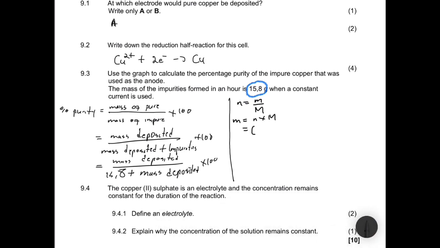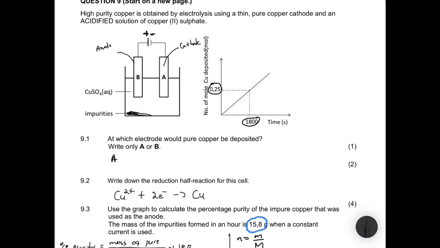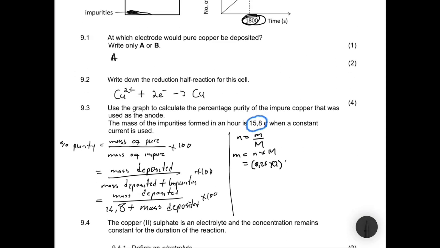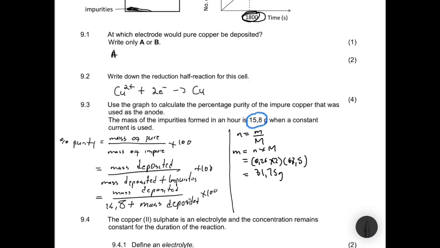So what is the number of moles? The number of moles in an hour will be 0.25 multiplied by 2, right? We are given the number of moles in 30 minutes. We want the number of moles in an hour, so we simply multiply by 2, right? And then the molar mass, we're looking for the molar mass of copper, which is 63.5, and then when you multiply that by 2, you get 31.75 grams, right?